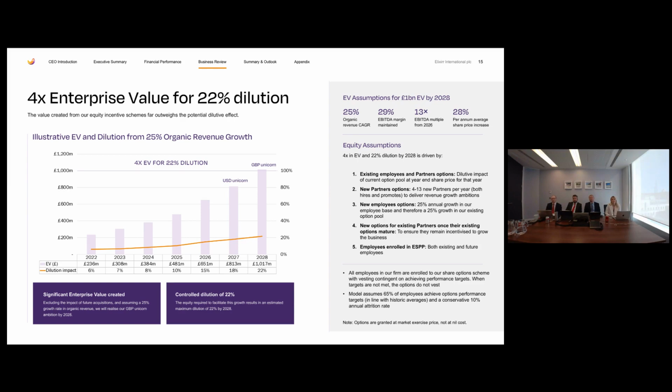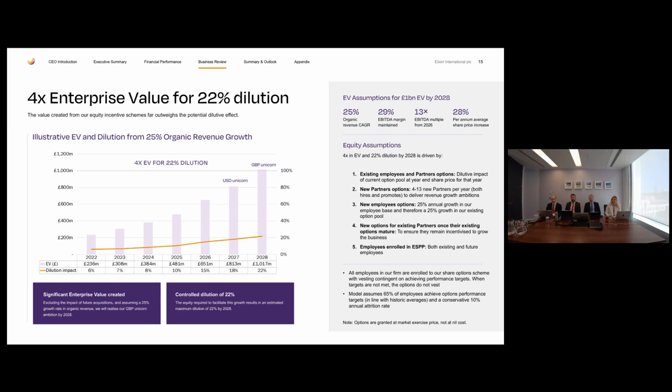And then if you model the impact of those options for the ones that exist today and the options being granted to new employees, you're assuming 65% vesting, and it's important that none of our options vest unless you perform. So 65% is the historic average, which we've modelled, and a very conservative 10% attrition rate, because although we have very good attrition rates for our industry, our unmanaged attrition is actually higher than that. So it's fairly conservative assumptions.